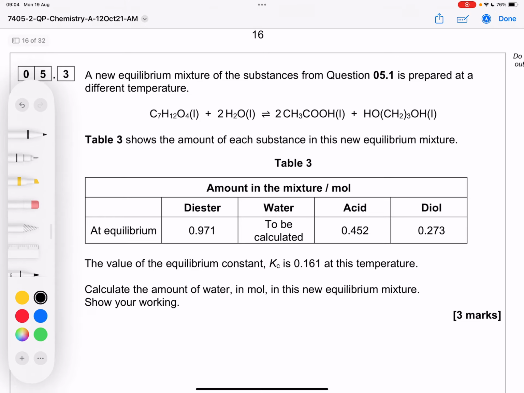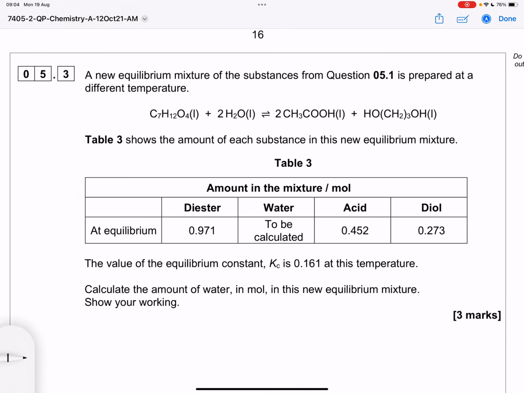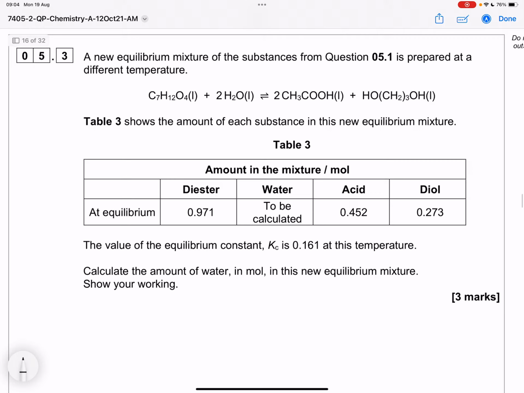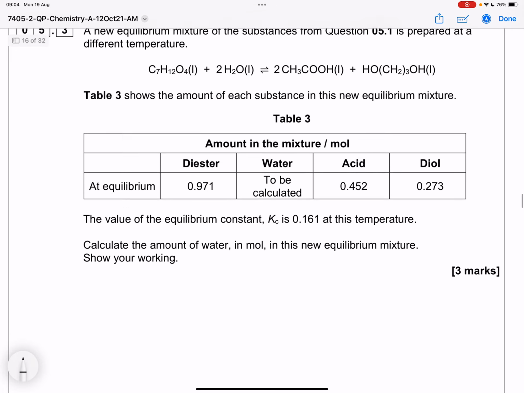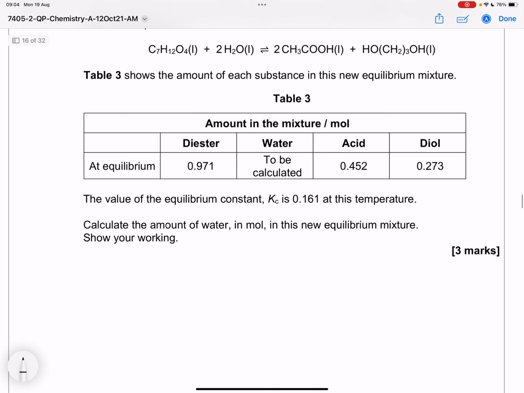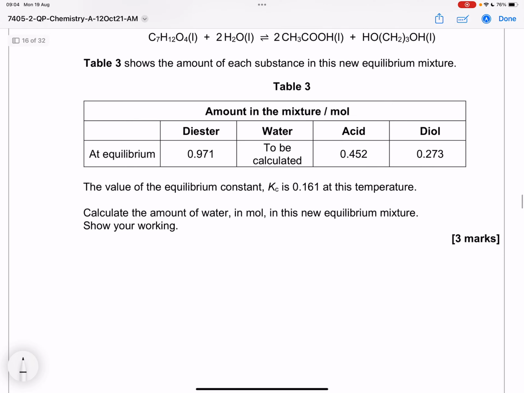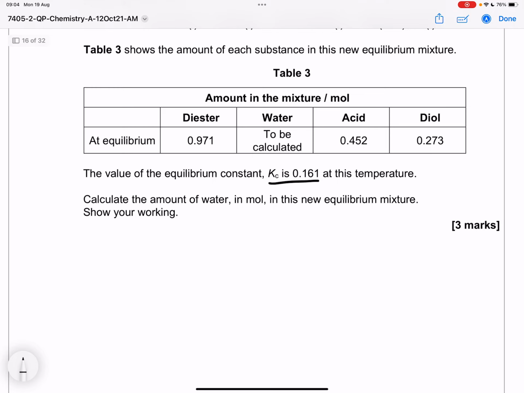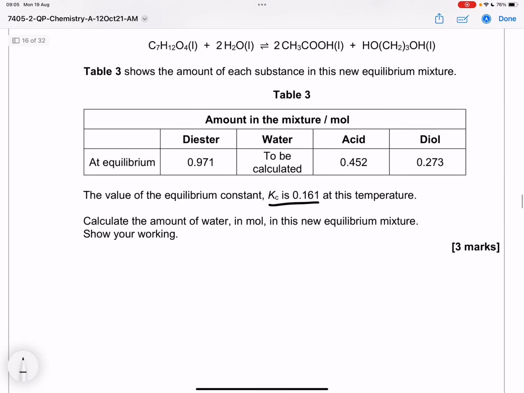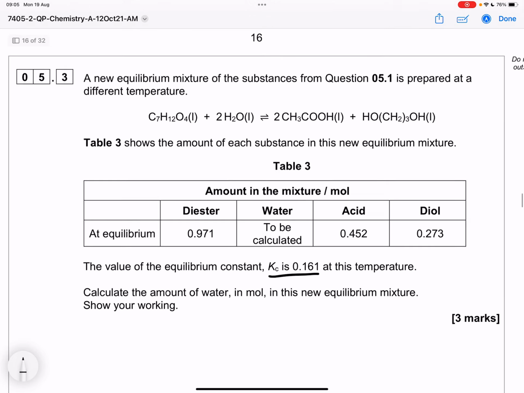A new equilibrium mixture of the substances from 5.1 is prepared at a different temperature. Table 3 shows the amount of each substance in this new equilibrium mixture. The equilibrium constant is 0.616.